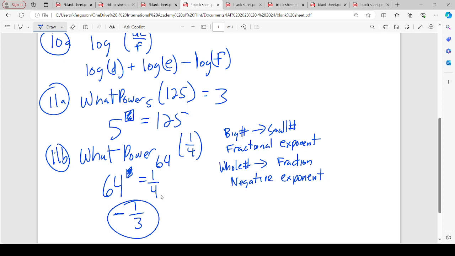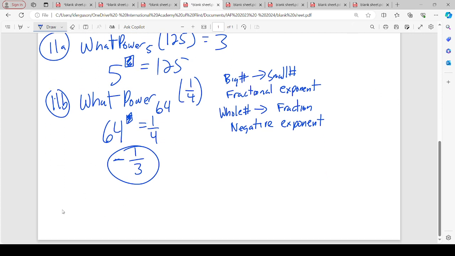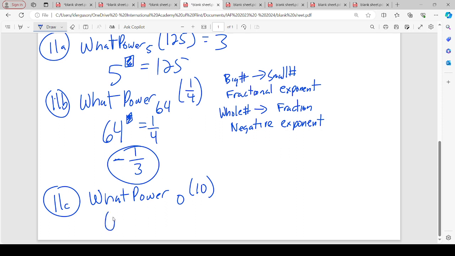All right. What about C? What's the answer to C? What power of 0 is 10? No, can't do it. Doesn't matter what you do to 0. 0 times 0 is always 0. Anything to the 0 power is 1. This is saying 0 to some power equals 10. There is no power that's gonna make that 10. No solution. Not available. Can't do it.